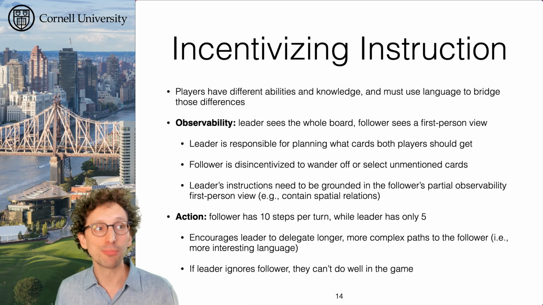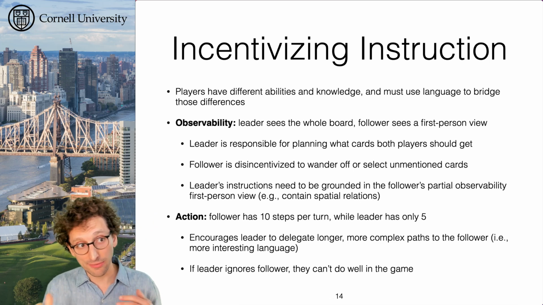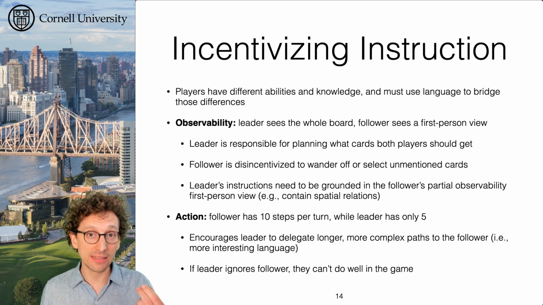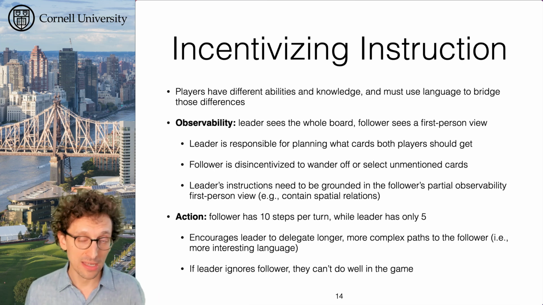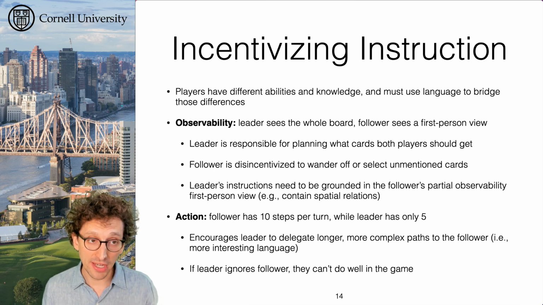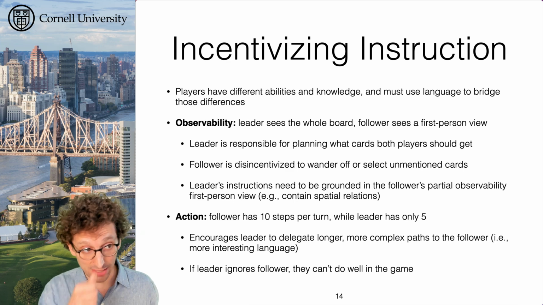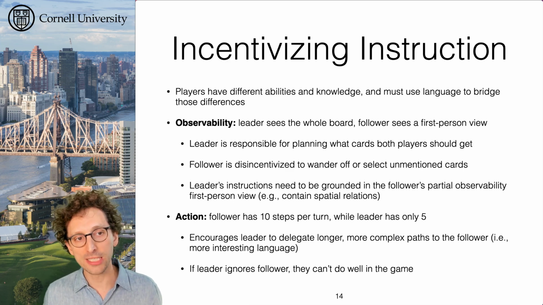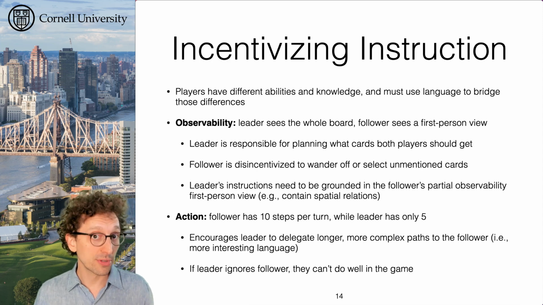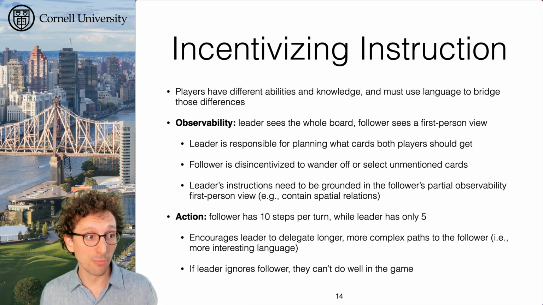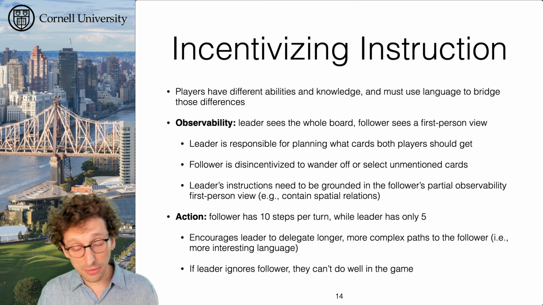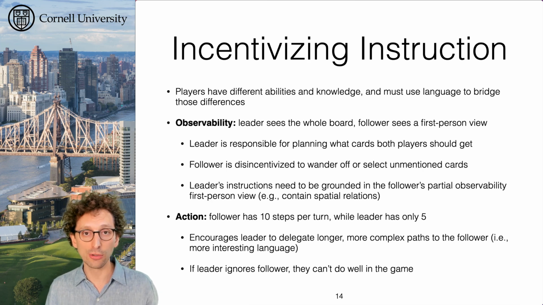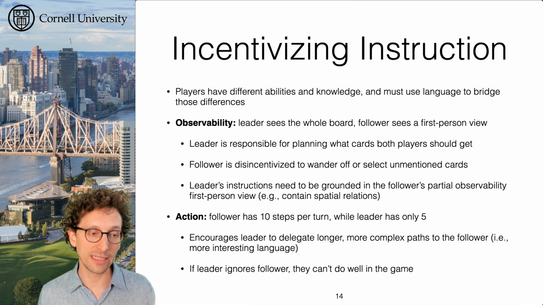The second type of gap between the leader and the follower is in their ability to act in the environment. The follower has 10 steps per turn, while the leader only has 5. And this encourages the leader to delegate longer, more complex paths to the follower, for instance, using more interesting language. It also means that the leader can't just ignore the follower and expect to do well at the game.